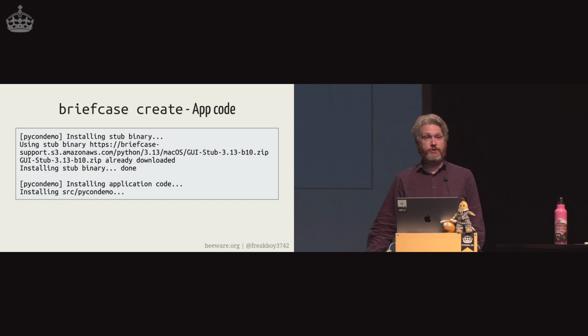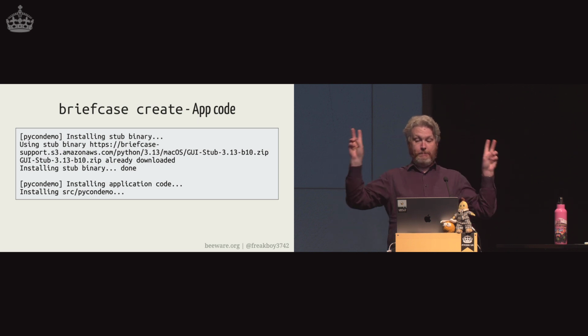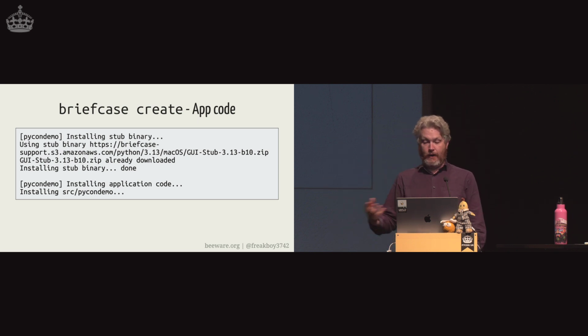Then Briefcase downloads and installs a stub binary, a literal executable that can be used to start your app. Think of this as a copy of python.exe that's been hard-coded to just start your application. You need to do this so that the app appears in your operating system's task manager as PyCon demo, not python.exe. Then Briefcase installs your application code, anything declared in your sources section of your project.